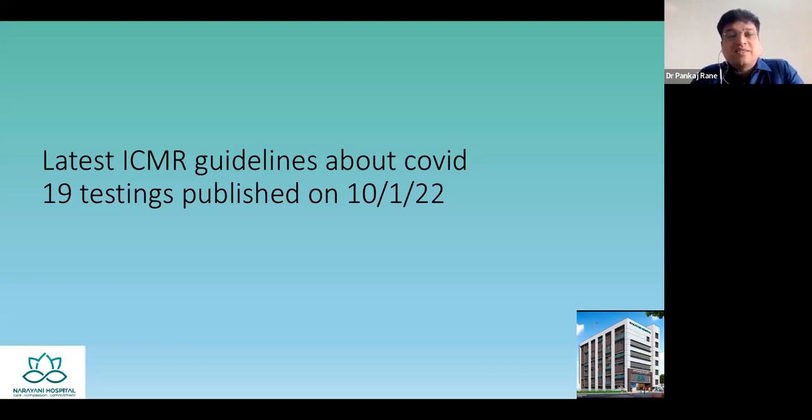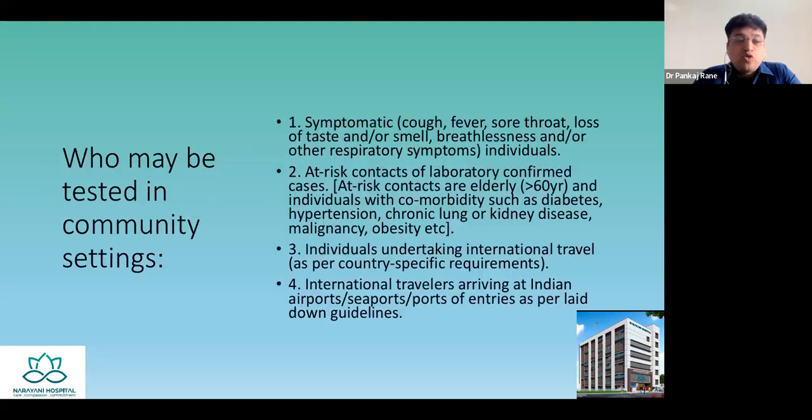Why was this testing guidelines revision necessary? Because all the tests are increasing rapidly, that will put pressure on the RT-PCR kits, and we will get a shortage of kits, because all over the world the kits will be used and cases will be high. So who may be tested in a community setting? All patients who have symptoms, cough, fever, sore throat, breathlessness, or respiratory symptoms should be tested, and they should be isolated.